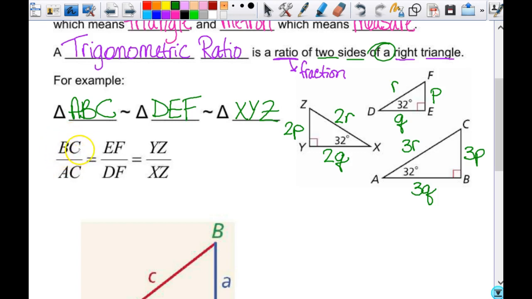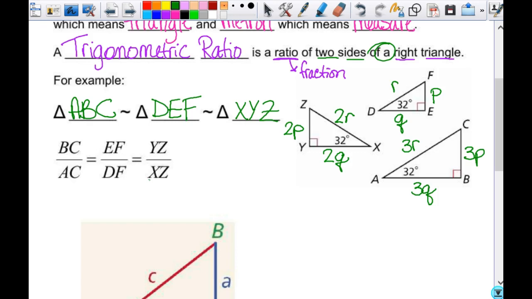So the length of BC, see how line segment BC is across from 32? And AC is what part of the triangle? Hypotenuse. And so EF is across from 32. This is the hypotenuse. YZ is across from 32. This is the hypotenuse. So I'm consistent in the pieces, right? Opposite over hypotenuse, and so forth. You with me on that?